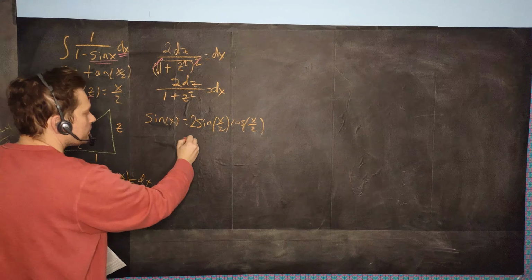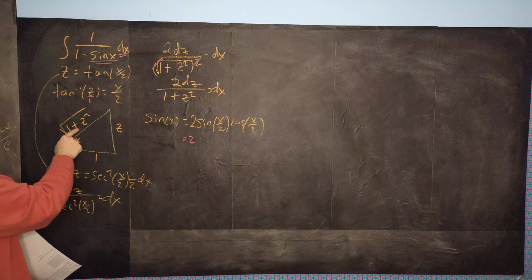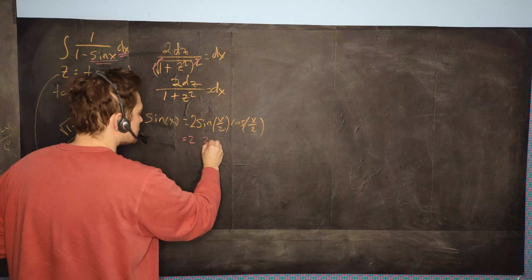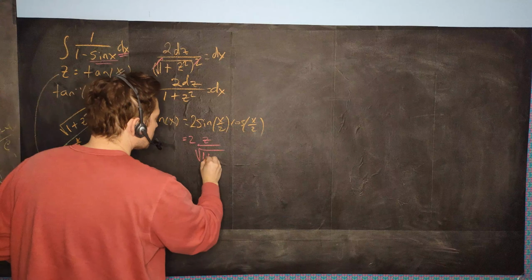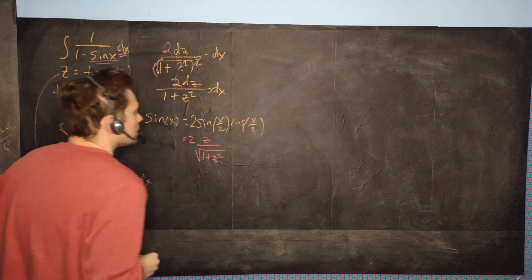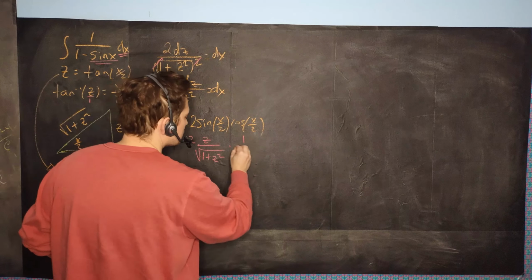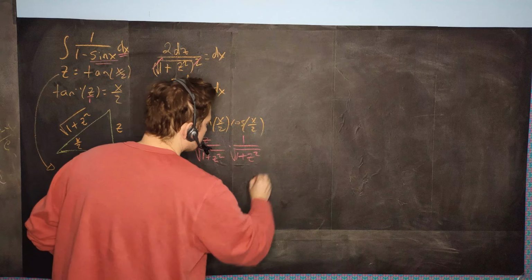We can find the following. This would be 2 and sine of x over 2. That would be just z over this quantity by the definition of the sine function. So it becomes 2 and then z hanging over the root of 1 plus z squared. And then the cosine, that just becomes 1 over the hypotenuse. So it's 1 over the root of 1 plus z squared.